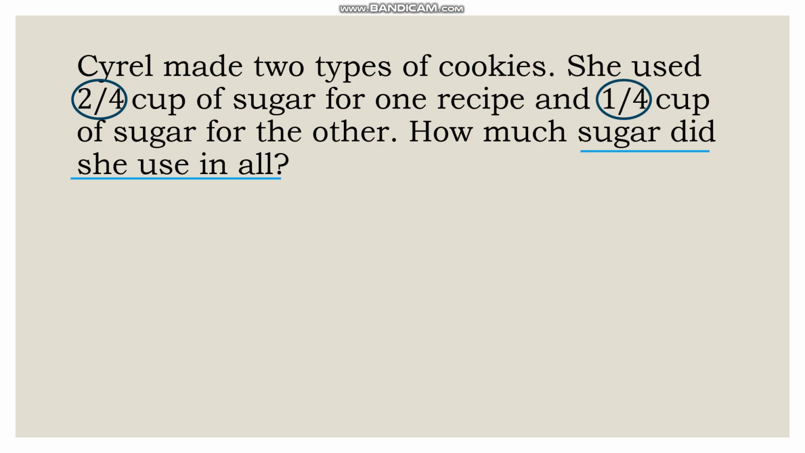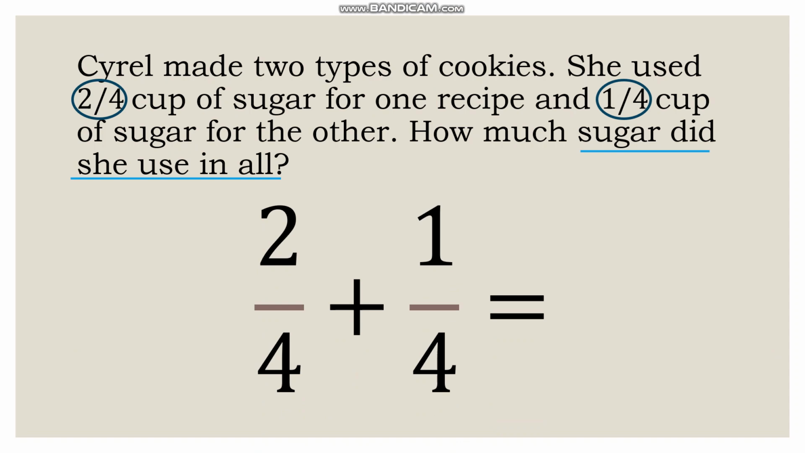So what operation are we going to use to solve this problem? Yes, we're going to use addition. So 2/4 plus 1/4 equals n. To solve this problem, the rule is we're just going to add the numerator. Again, add the numerator or the number above. Then we're going to copy the common denominator.